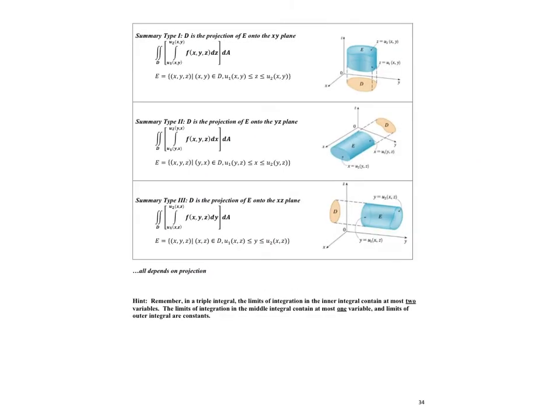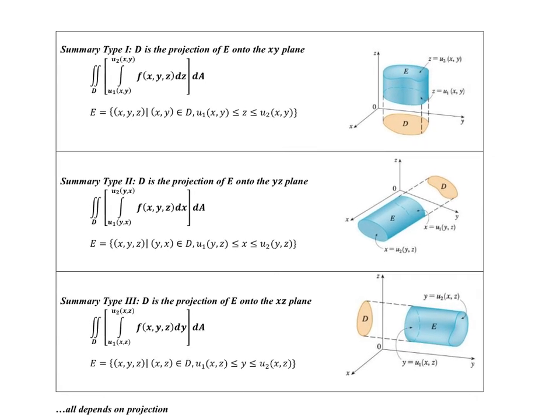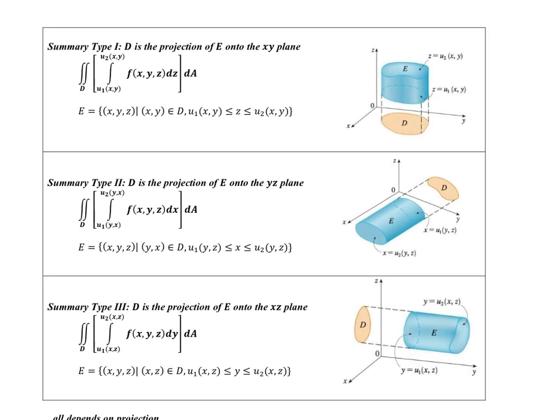Okay, here is a nice summary of the different types. We have not done a type 3 yet. We will in just a moment. So this gives us a visual as well as the format of each of the types. So again, you're focused on that internal variable. Obviously we could have either dz on the inside, dx on the inside, or dy on the inside. The rest of it, dA, is obviously the rest of the variables.